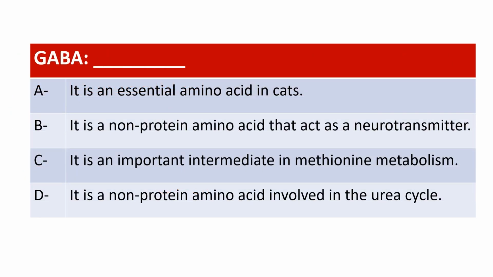GABA. What is GABA? It's an essential amino acid in cats. It's a non-protein amino acid that acts as a neurotransmitter. It's an important intermediate in methionine metabolism. It's a non-protein amino acid involved in the urea cycle. GABA is an abbreviation of, let me write it for you, gamma aminobutyric acid. And GABA is a neurotransmitter and an amino acid that is not included in the protein structure.